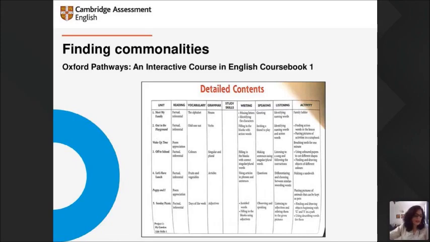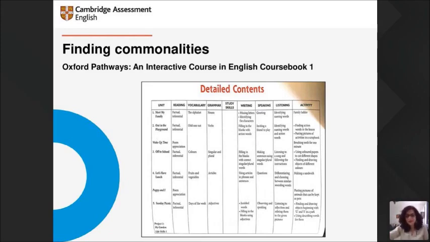Now, your next step, if you take a close look at the contents page, will show you that many of the subskills that are covered in the course book and the language points that are part of the course book are exactly the ones required for YLE Starters.